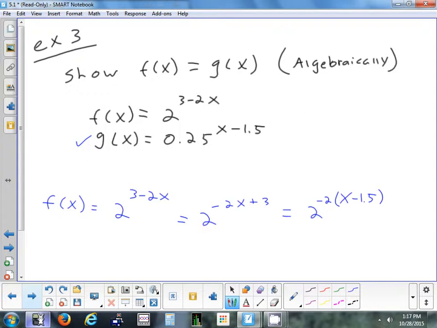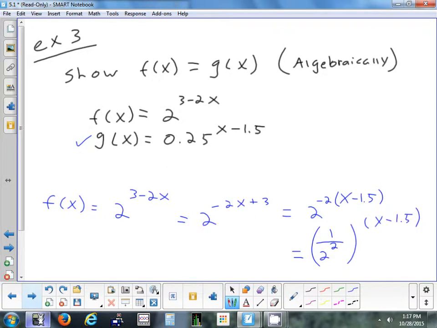Think of a way you can rewrite 2 to the negative 2 without a negative exponent. Jenny? 1 over 2 to the second. Yeah, anytime you've got a negative exponent, flip it. So this 2 to the negative 2 is really 1 over 2 squared. And all of that is to the x minus 1.5.